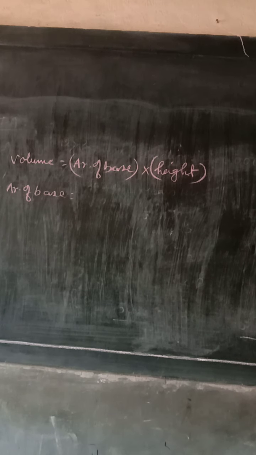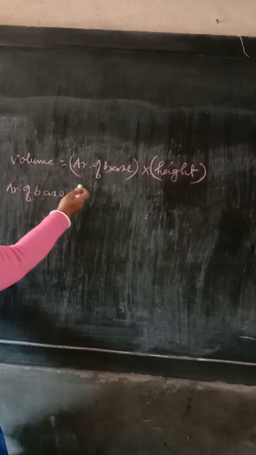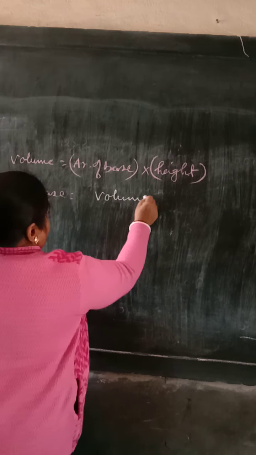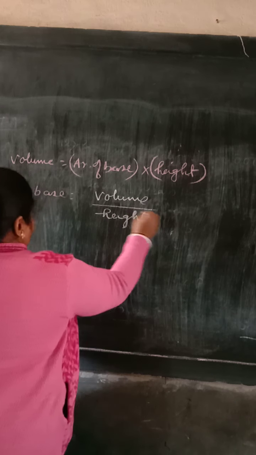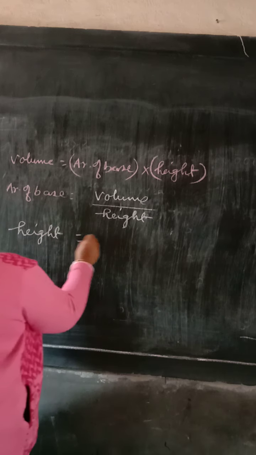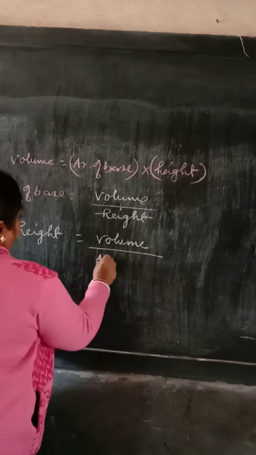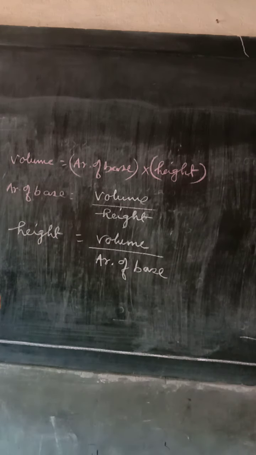Yes, we have learned the formula: volume is equal to area of base into height. Now from this formula we have the converse. Area of the base we can write as volume divided by height, or height is equal to volume divided by area of base. These are the converse of this, and question number 3 is based on this converse formula.